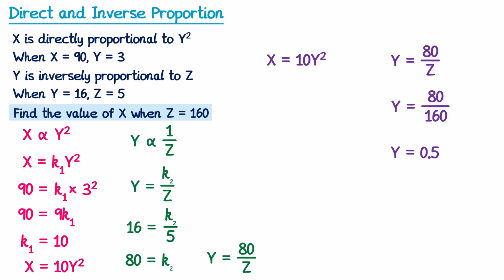We can now take this y value and substitute it into the first equation. So x is equal to 10y squared. Let's replace y squared with 0.5 squared. So x is equal to 10 lots of 0.5 squared. 0.5 squared is 0.25, so x is equal to 10 lots of 0.25, and 10 lots of 0.25 is 2.5. So we end up with the answer to this question as x equals 2.5.